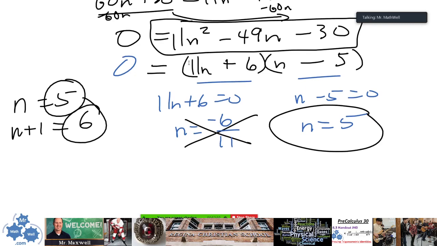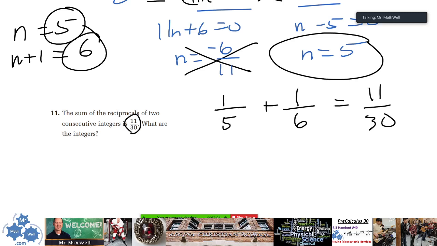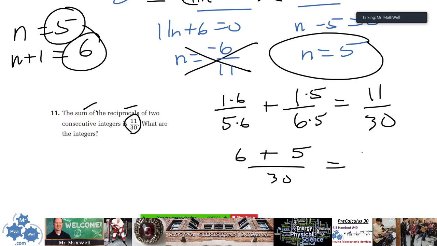So what I'll want to do is I'll probably want to check that. So 1 over 5 plus 1 over 6 should equal 11 over 30, right? The sum of the reciprocals of two consecutive integers equals 11 over 30. So I just want to check this. And of course, if I got a common denominator here, I'd multiply top and bottom by 6, over here, top and bottom by 5. I would get 6 plus 5 over 30 equals 11 over 30. And boom, right away, you see that we've got a winner. Okay? So that checks out. So 5 and 6 are your numbers there.